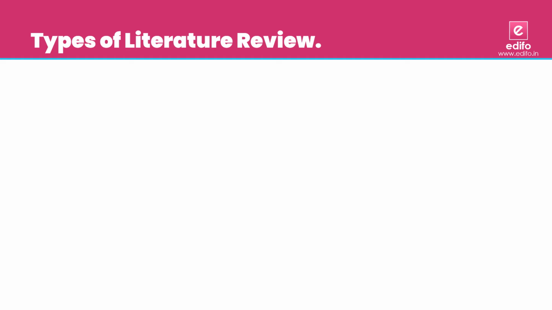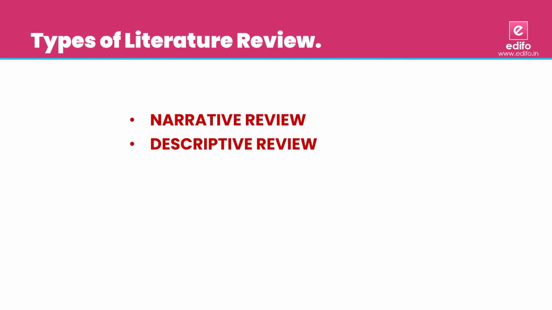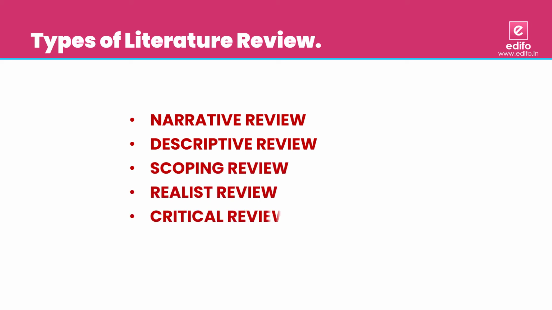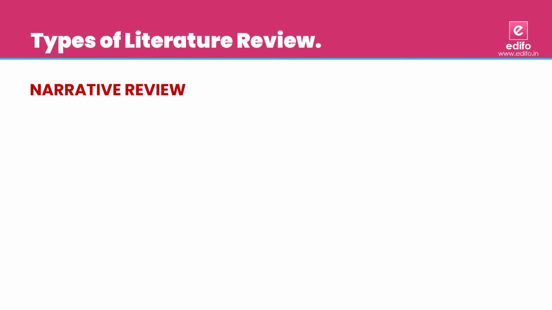It is very important to understand the types of literature review because you need to choose a proper method of literature review for your research process. Commonly, there are 5 types of literature reviews available: narrative review, descriptive review, scoping review, realist review, and critical review. Now, let's check them one by one. The first one is narrative review.